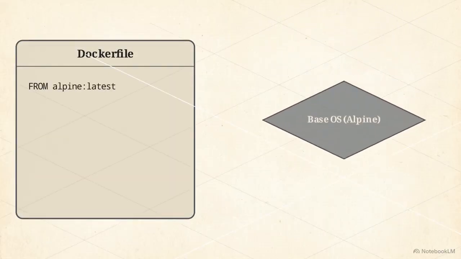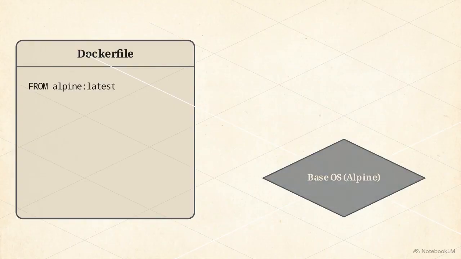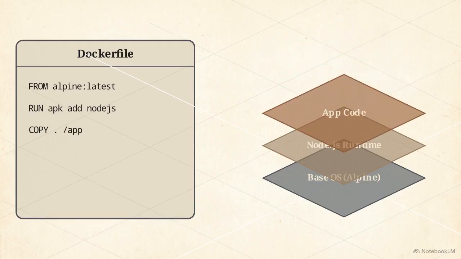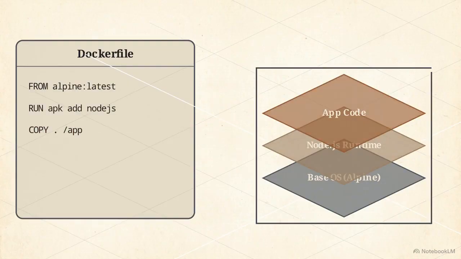A Docker image is a template built from a stack of immutable layers. We start with a base OS plane. Each layer represents a file system delta. The runtime layer snaps onto the base, and the application code locks onto the runtime. This process is automated through a Dockerfile. Every instruction generates exactly one new immutable layer.